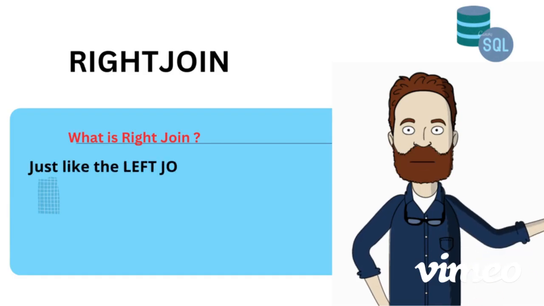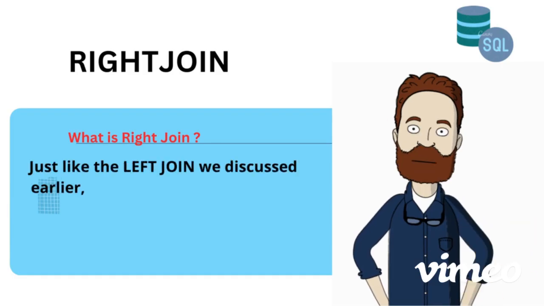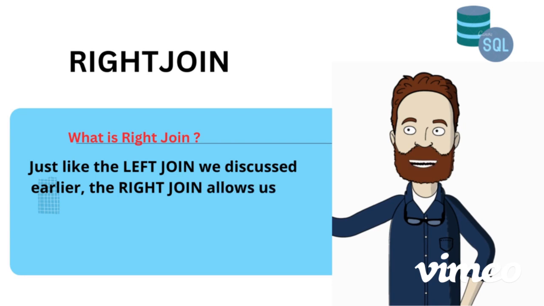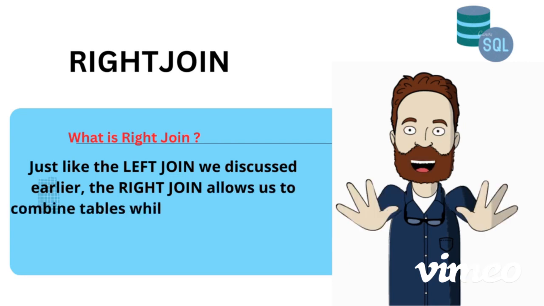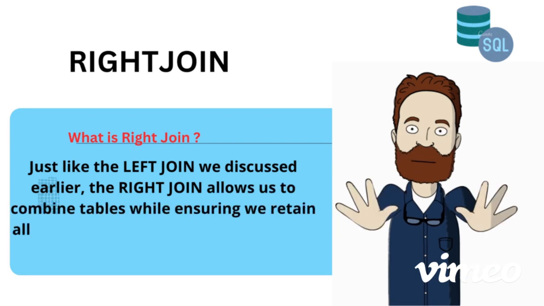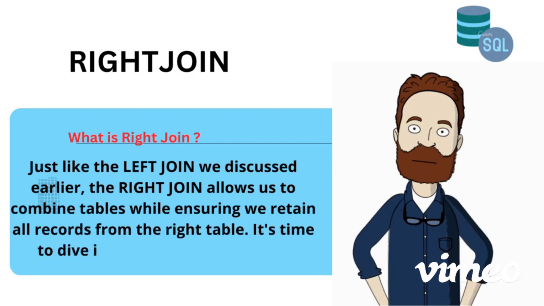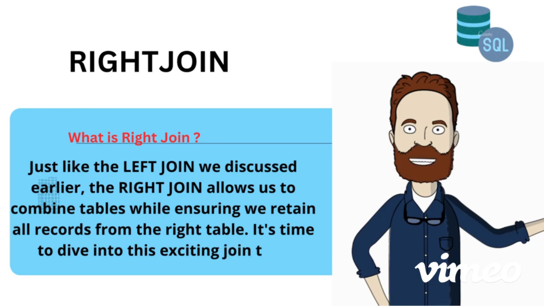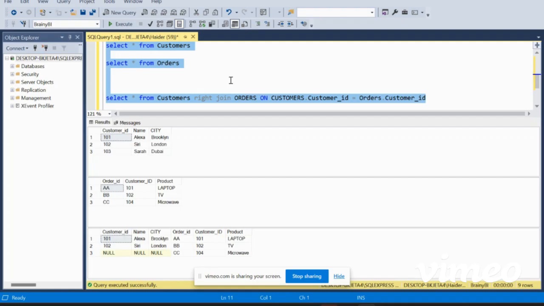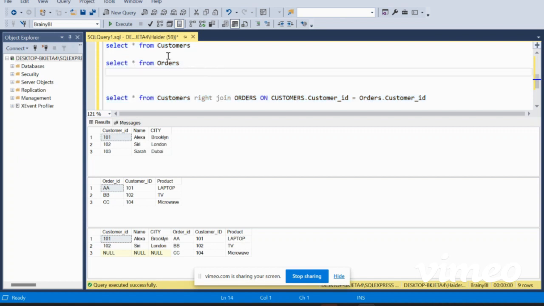So now let's explore the powerful right join. Just like the left join we discussed earlier, right join allows us to combine tables while ensuring we retain all records from the right table. So it is vice versa of the left join. To better understand right join, let's understand it with an example in SQL Server. So we have these tables, customers and orders.